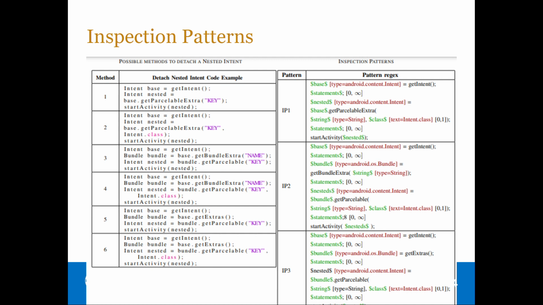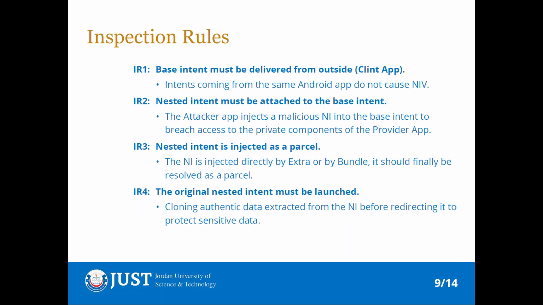Variables are denoted between dollar signs and have some constraints denoted between square brackets. For example, the type of variable base must be android.content.Intent. Another constraint is related to occurrences. For example, the statements variable, which represents any statement in the code, could occur 0 or more times.